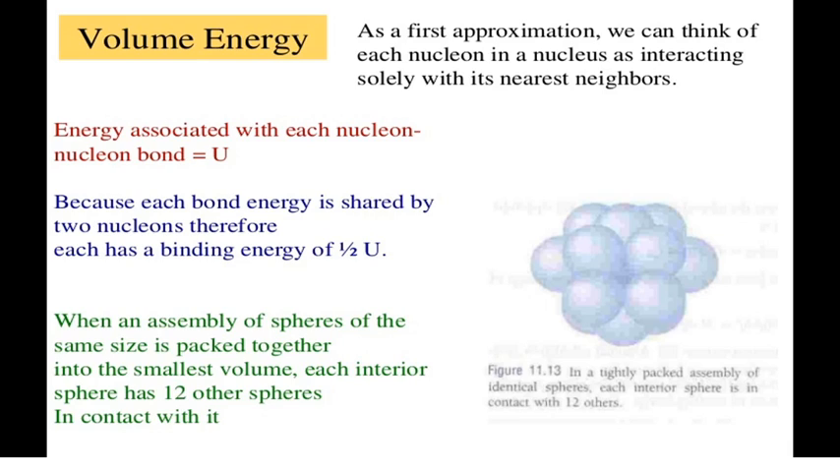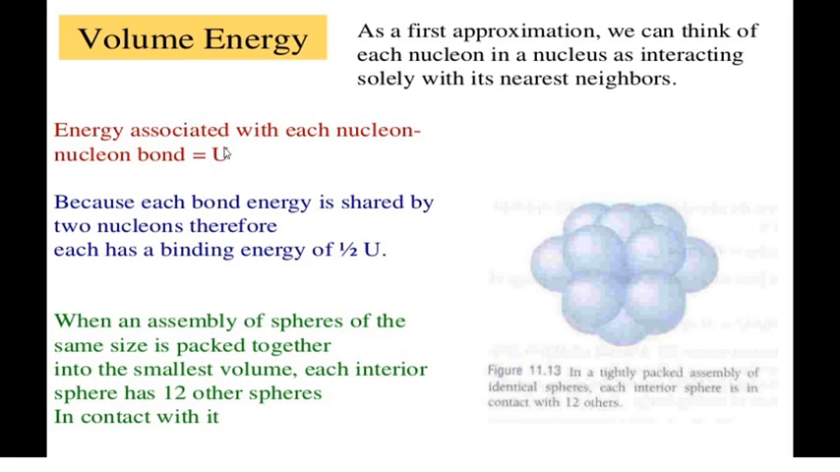Now think of a nucleon which is inside the nucleus. How many neighbors will it have? You can think of this picture. In a tightly packed assembly of identical spheres, these are protons and neutrons. Tightly packed protons and neutrons. So you can think of an interior sphere. This interior sphere is in contact with 12 other spheres. That means each nucleon is having an interaction with 12 other nucleons. So when an assembly of spheres of small size is packed together into the smallest volume, each interior sphere has 12 other spheres in contact with it.